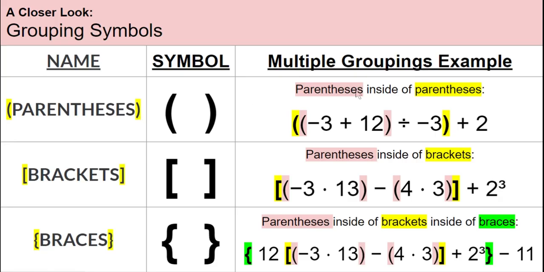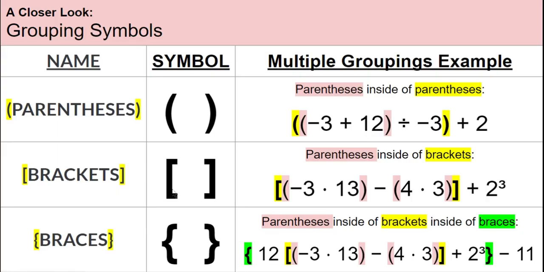Okay, so sometimes you could have a parentheses inside of a parentheses. So you see, you have this -3 plus 12 inside of another set of parentheses in yellow there, okay? So how you solve this is you start with the most innermost, the one that's inside. You go from the inside, then you work your way out of the grouping symbols, okay?